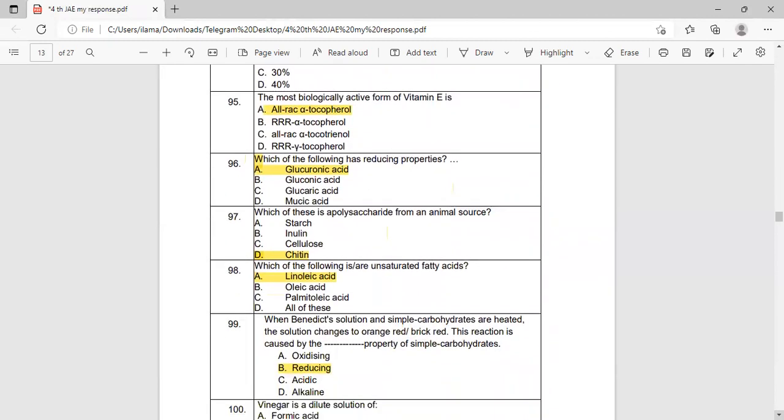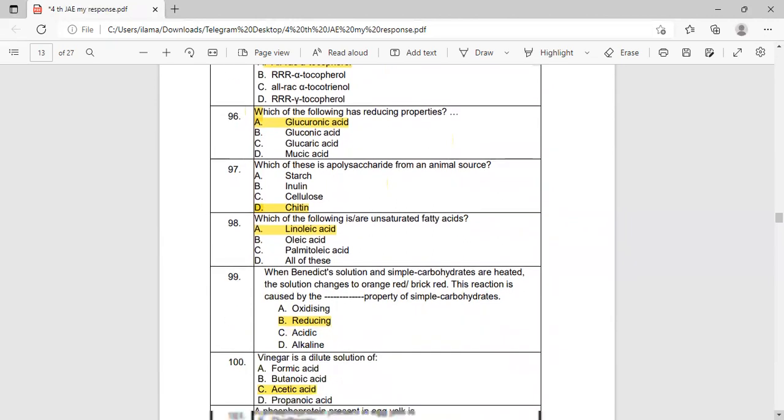Next one, when Benedict solution and a simple carbohydrate are heated, then the solution changes to orange red or brick red. This reaction is caused by the dash property, the reducing property of the simple carbohydrate. Next, vinegar is a dilute solution of acetic acid.